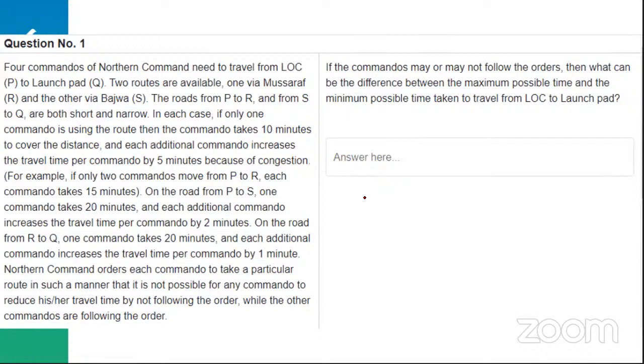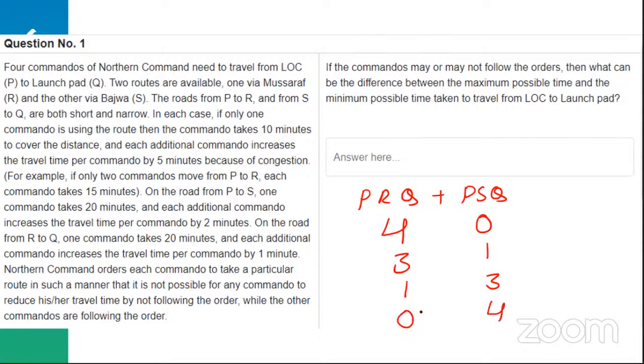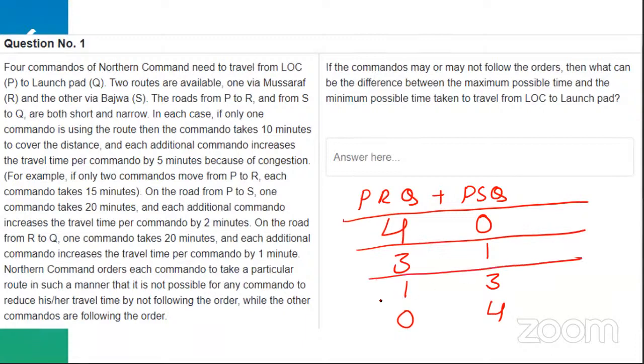The moment you start solving, see what different routes are possible: PRQ, PSQ. So 4% is going through this route and 0% through the other, that is one condition. 3% is going through this route and 1% through this one, that may be another condition. 1% is going through this route and 3% through this one, that is one condition. 0% is going this route and 4% this route, that is another. The whole set is based on these four conditions. The moment you crack these four conditions, you will crack this whole question very easily.